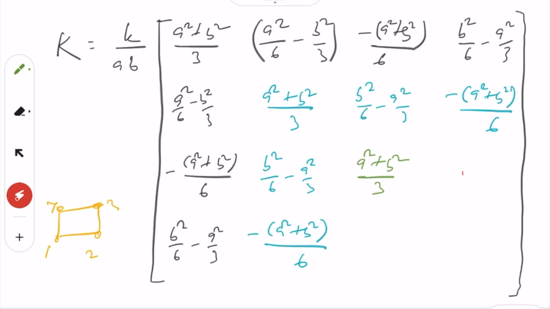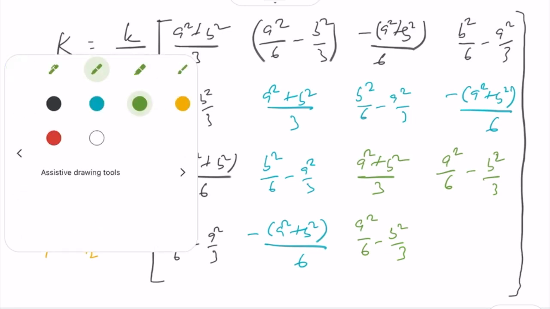Or you can also think in terms of this. This is the third one, this is the fourth one. So 3 4 is equal to 1 2 only. So 1 2 is same as this one. So we write here a square over 6 minus b square over 3. Similarly, we write here a square over 6 minus b square over 3.